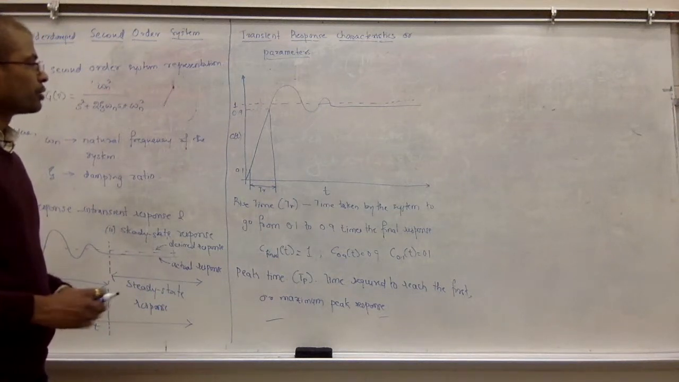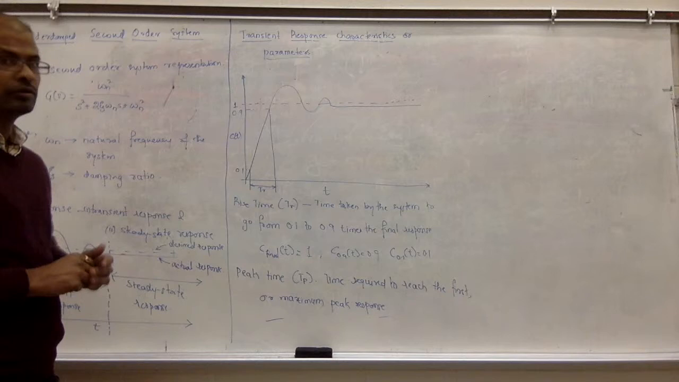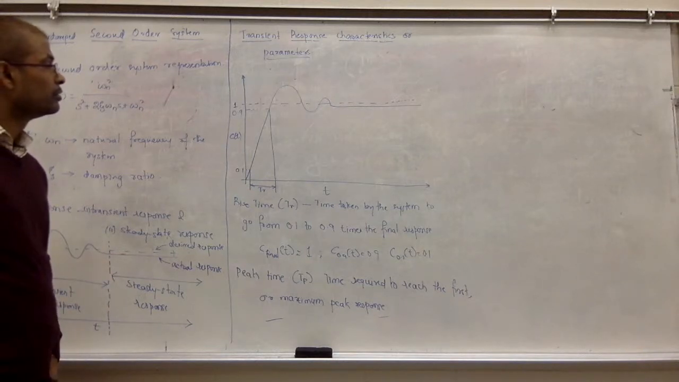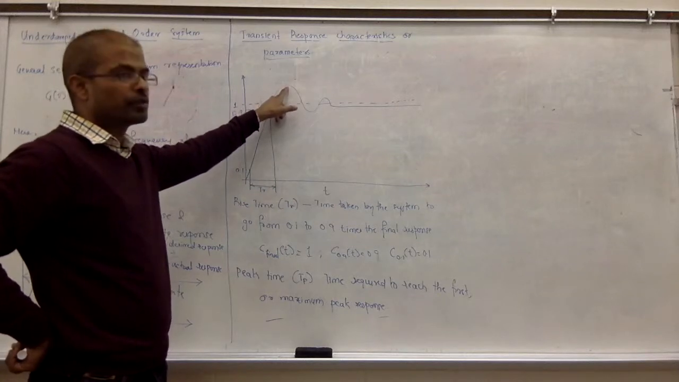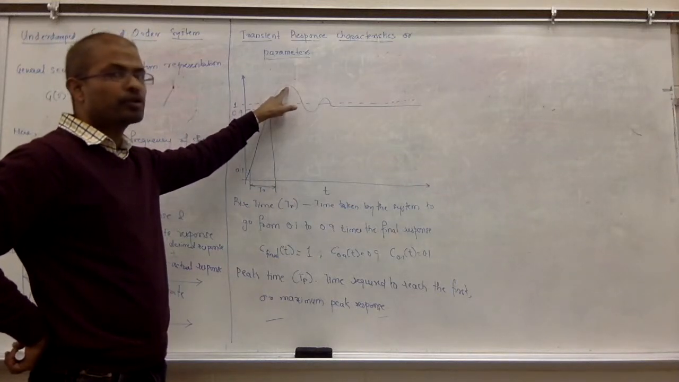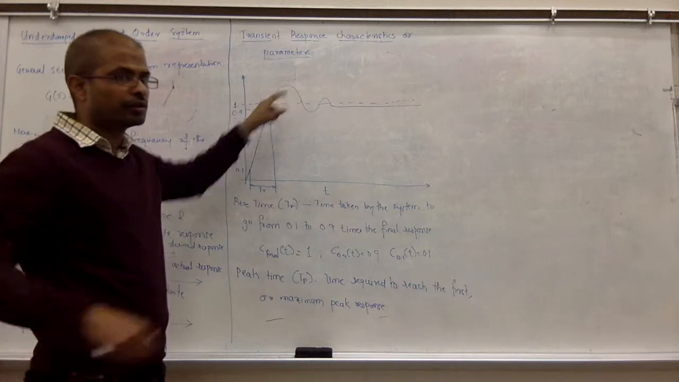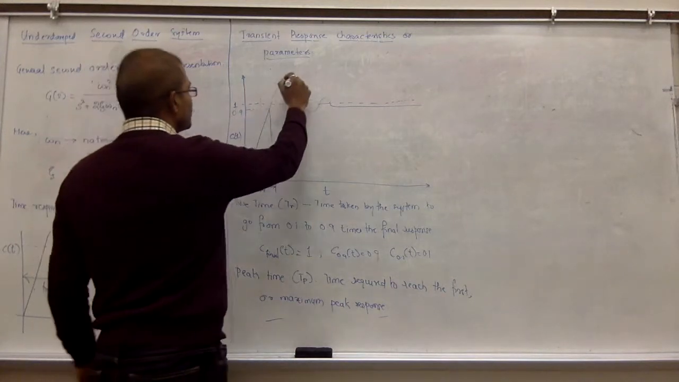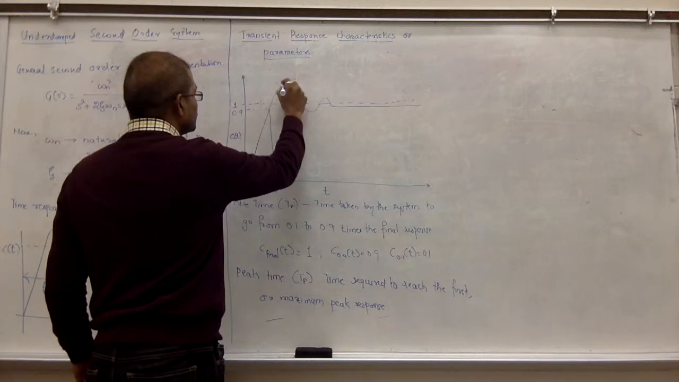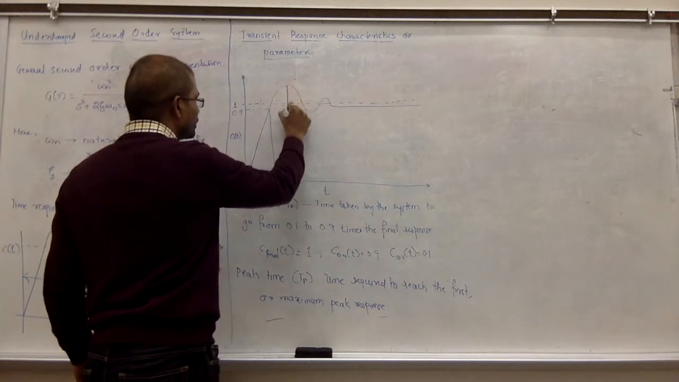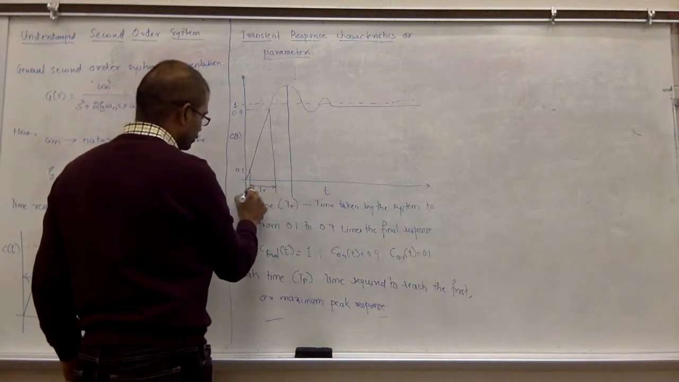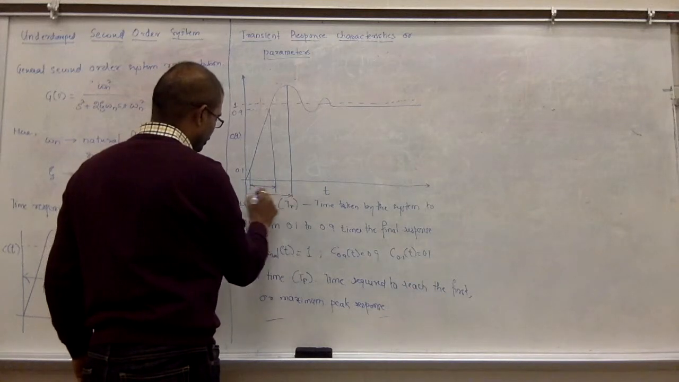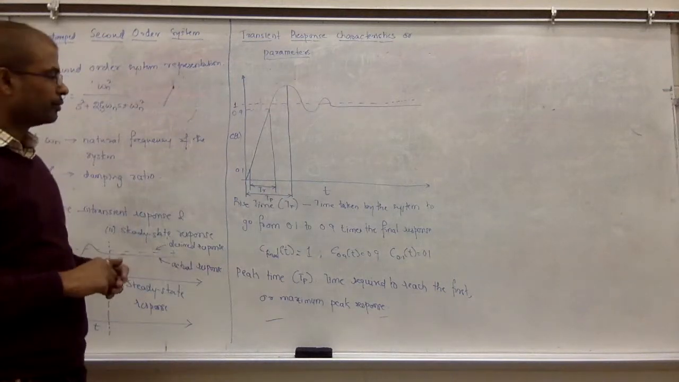Where is the maximum response? It's that first one, that really tall one. So this is the peak of the response. The response value will be the highest at this point. Correct? So this is the time taken by the system to reach this peak, from 0 to whatever point this peak is.